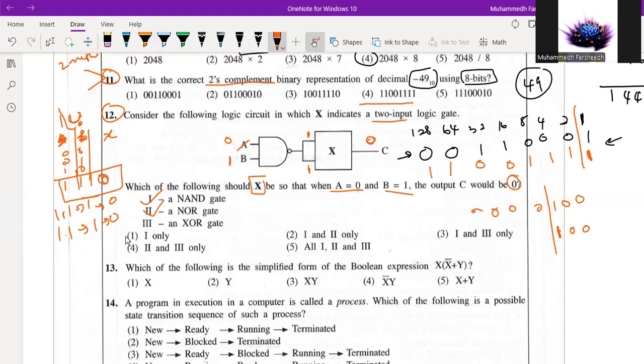It also gives this. In XOR gate, if the number of 1 inputs is odd, that's a 1. If it is even, that's a 0. So here you put in ones, the inputs are even, so it's going to give a 0. So all three is the answer.